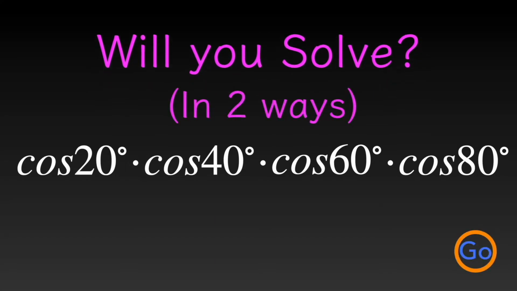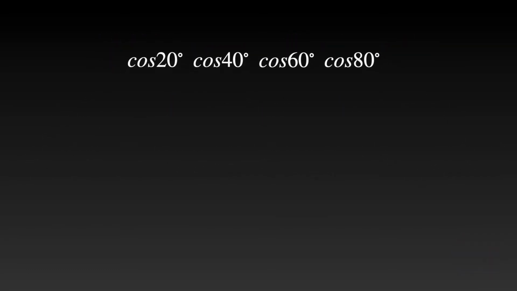I have two ways to solve the problem. Here is the first way. Well, as we know, cosine of 60 degrees equals 1/2, so put the constant in front of the expression to simplify the calculation.